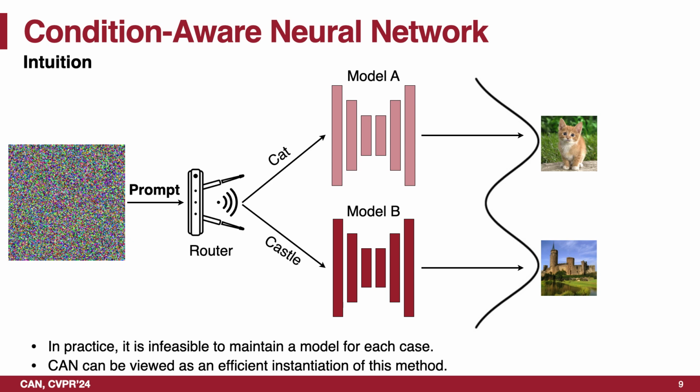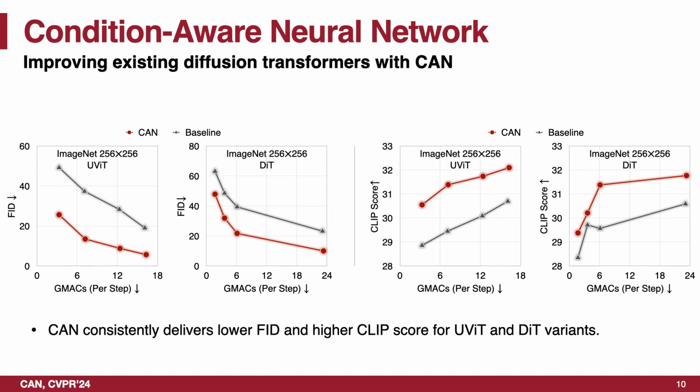However, in practice, this approach is infeasible because it is computationally prohibitive to train and maintain an expert model for each case. Therefore, we use CAN as an efficient instantiation of this idea. Instead of explicitly having different expert models, we use a weight generation module to enable weight difference. We apply CAN to existing diffusion transformers, including DiT and UViT, to justify the effectiveness. On ImageNet, CAN consistently delivers lower FID and higher CLIP score for all variants.